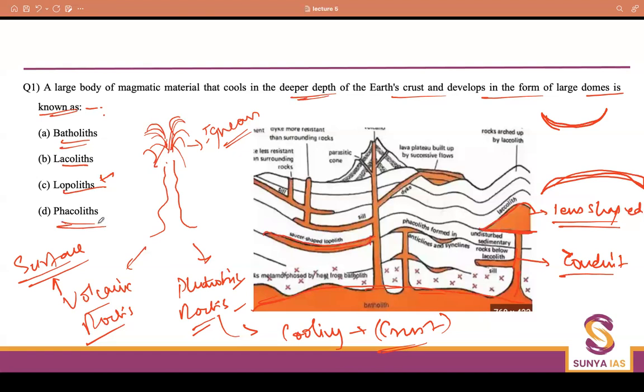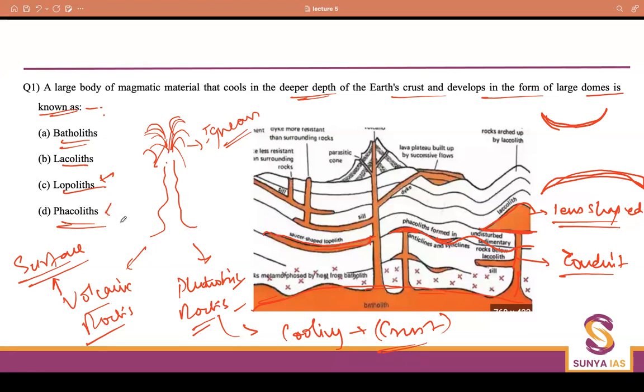What are phacoliths? When you find wave-like structures, where on one side it would be concave and on the other side convex, in an anticline and syncline, this type of landform is formed by the cooling of magma inside one of the layers of the earth. Because of the layered structure, this is how the landforms are formed. So these are known as phacoliths.